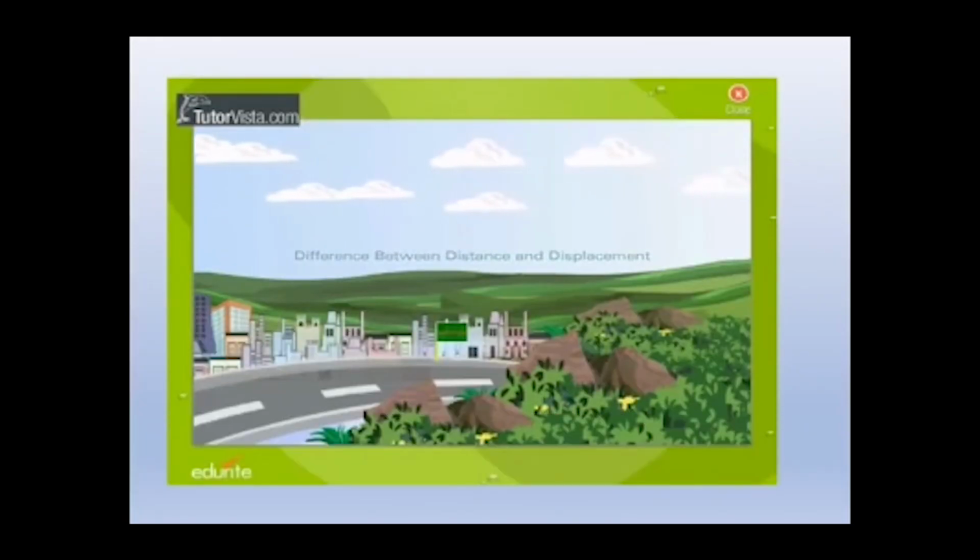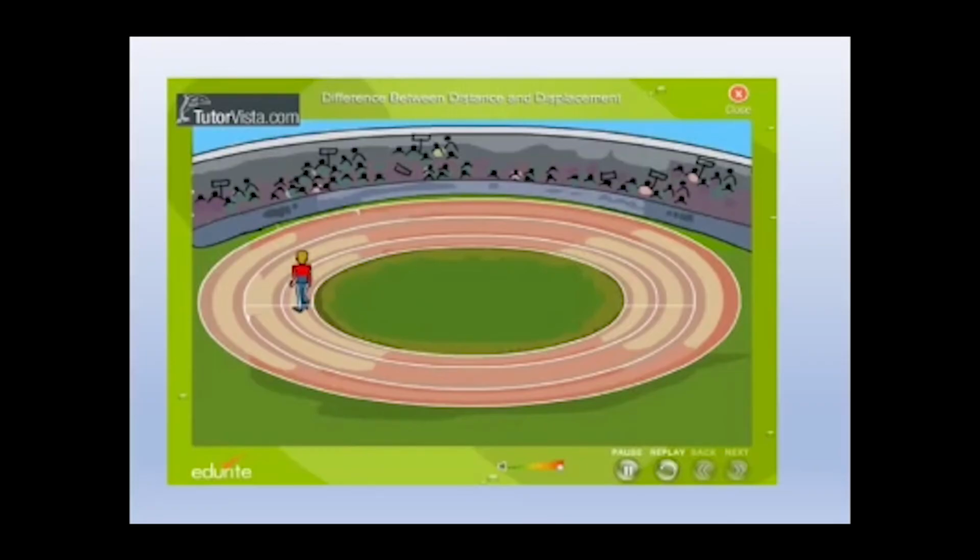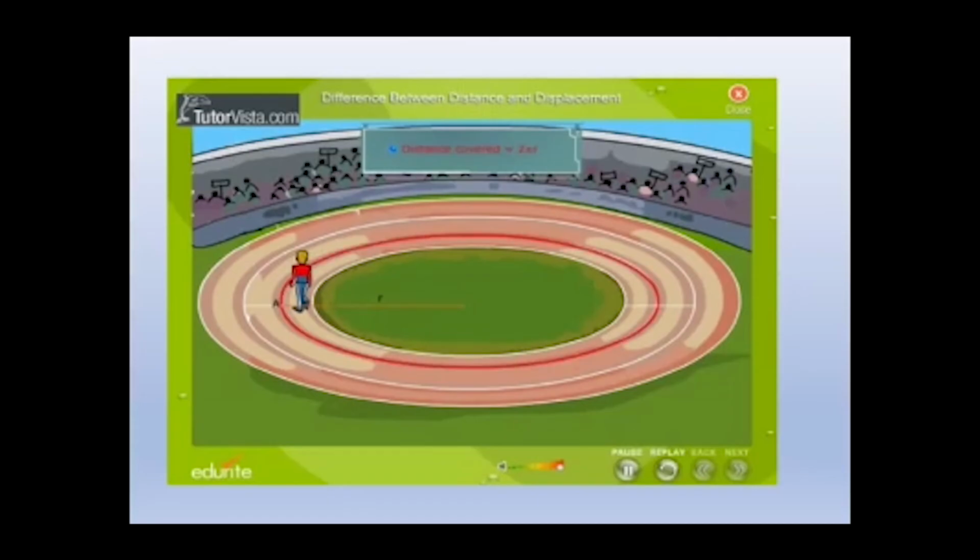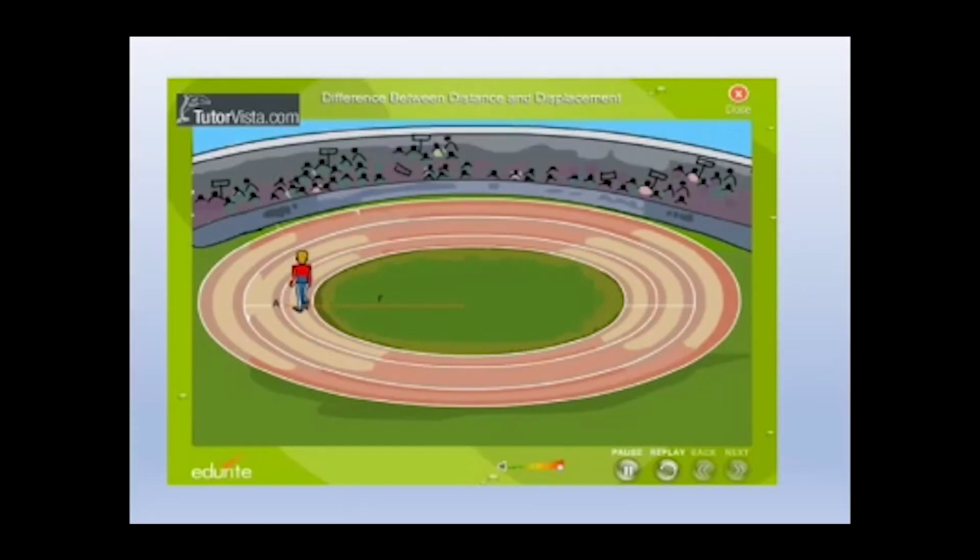Difference between distance and displacement. Let us understand the difference with the help of an illustration. Here you can see an athlete running along a circular track of radius r in a clockwise direction. He starts from point A and finishes at the same point. What is the distance covered by the athlete? The distance covered is equal to the circumference of the track, which is 2 pi r.